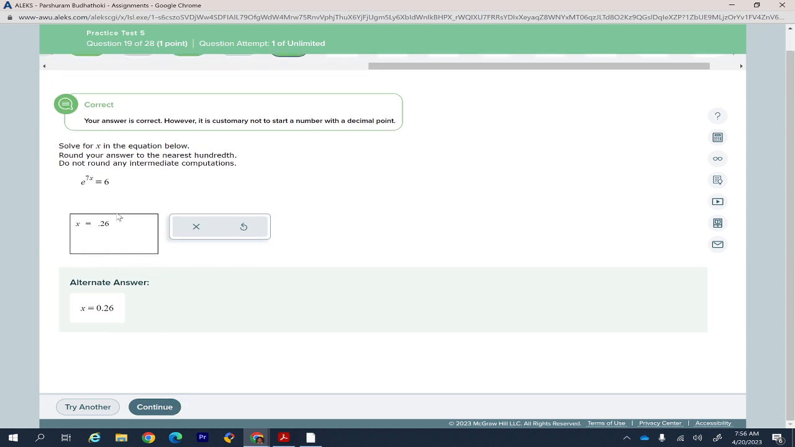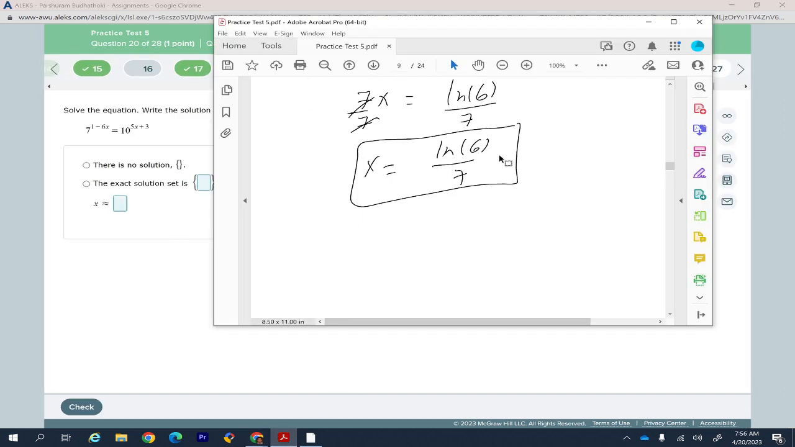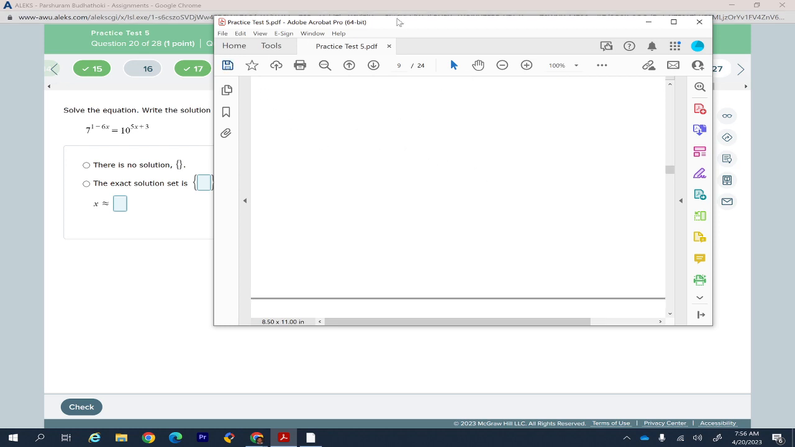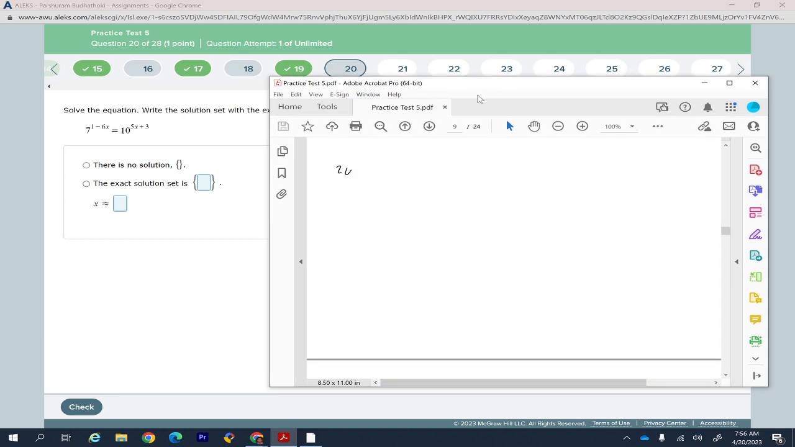Okay, this is same thing. Okay, a problem like this, if you have an exponential equation with a different base, you always have to take a log function, either LOG or LN. So this is our problem number 20.